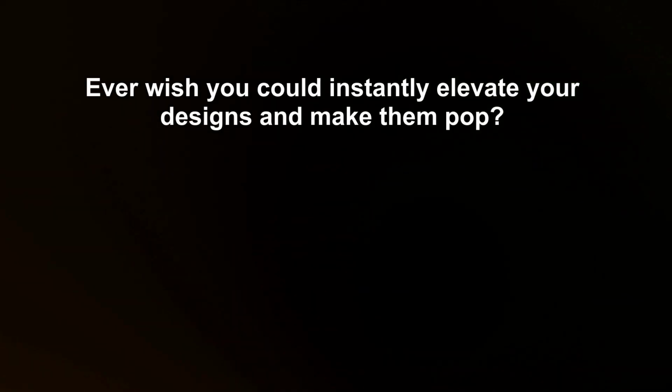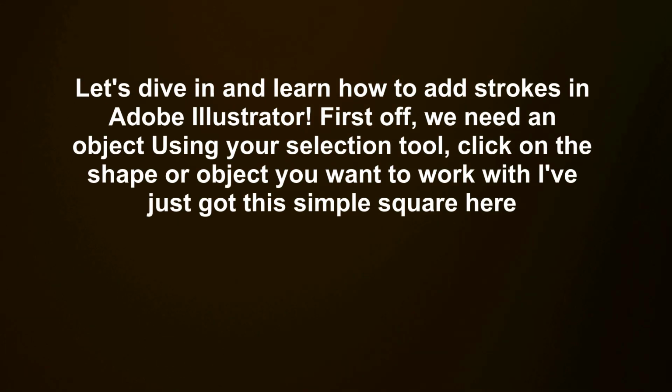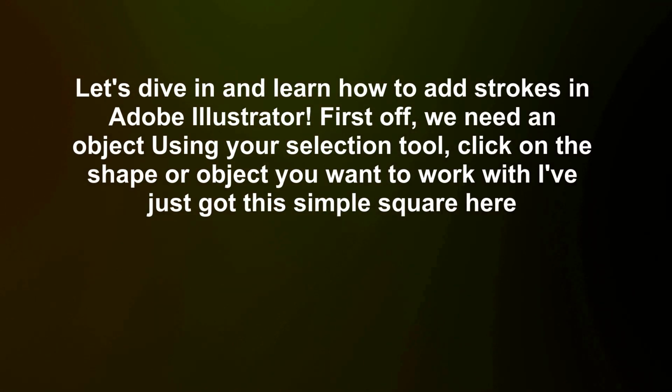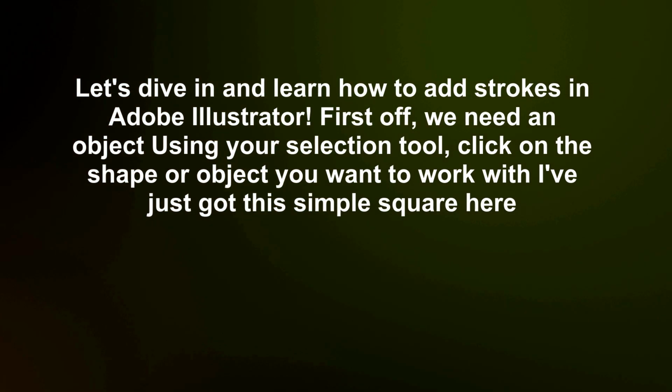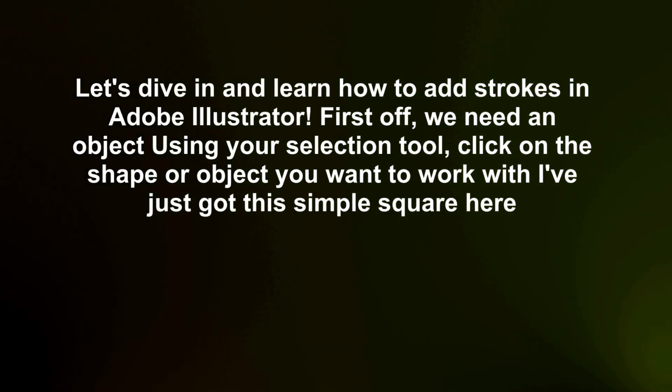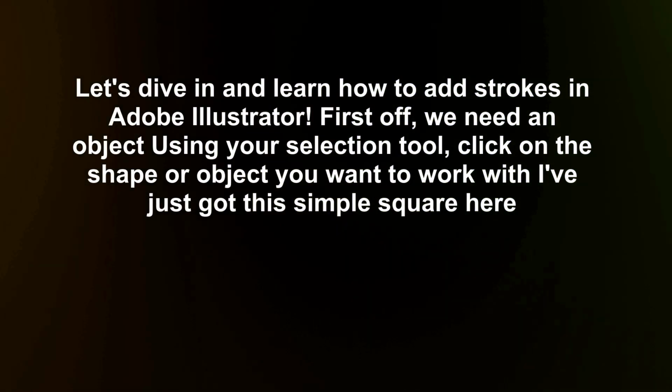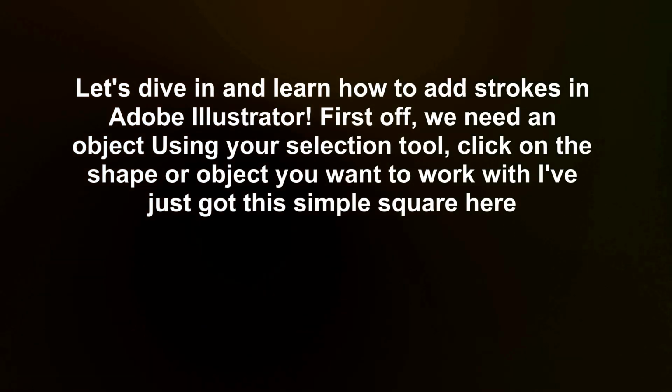Ever wish you could instantly elevate your designs and make them pop? Let's dive in and learn how to add strokes in Adobe Illustrator. First off, we need an object using your selection tool. Click on the shape or object you want to work with. I've just got this simple square here.